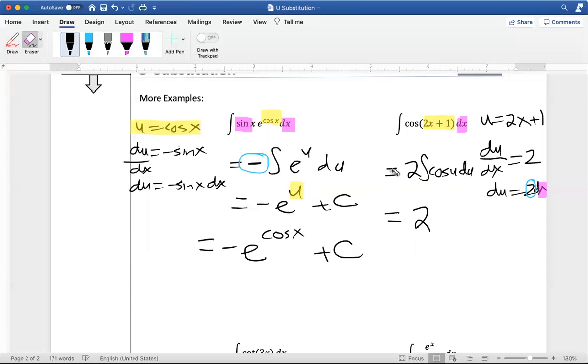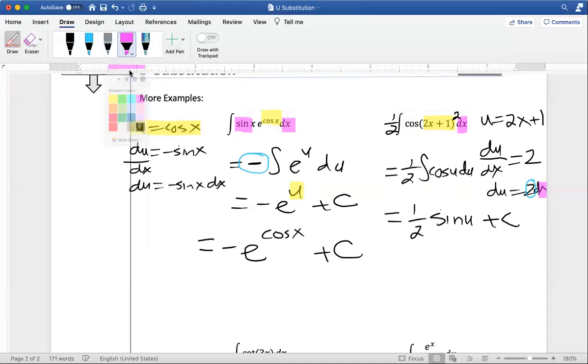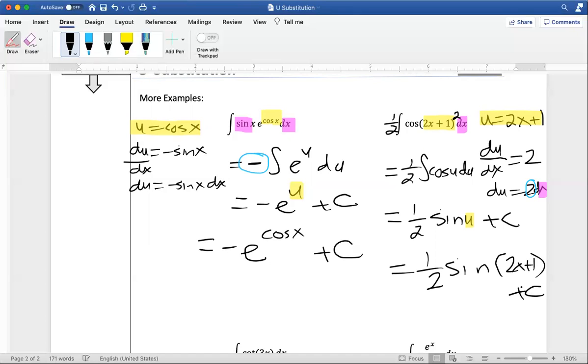Okay, antiderivative of cosine is sine. I can't stick in a 2. I have to stick in a 1/2. I'm going to stick in a 2 inside, which means I need a 1/2 in the front. If you put a number on the inside, you have to put its opposite on the outside. Okay, antiderivative of cosine is sine. And then I'm going to substitute back in my u here. So 1/2 sine 2x plus 1 plus c.